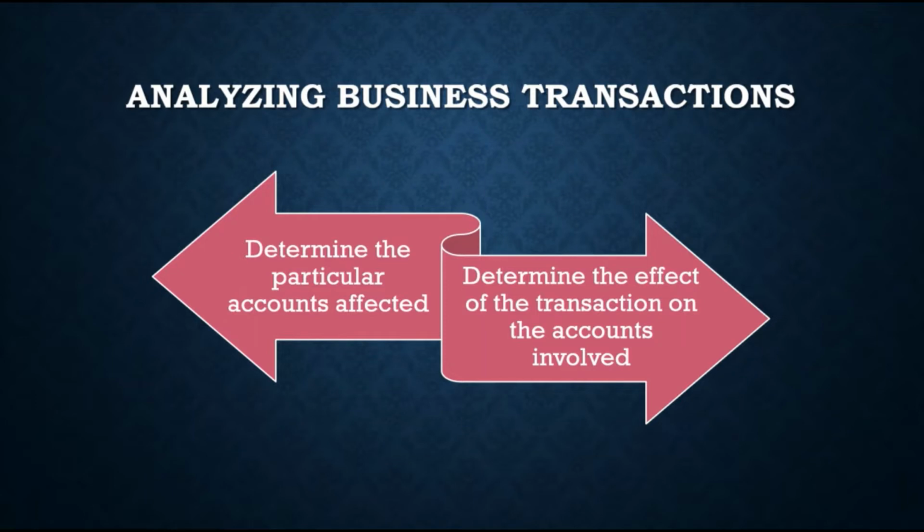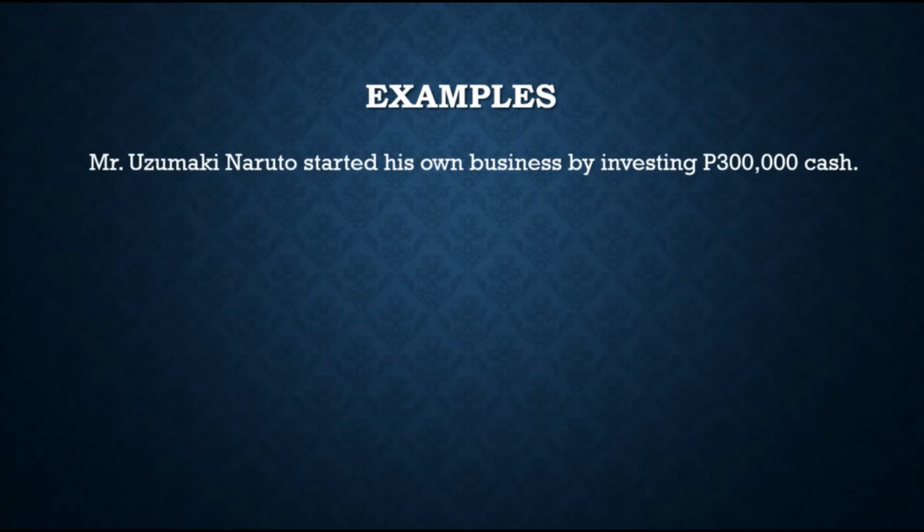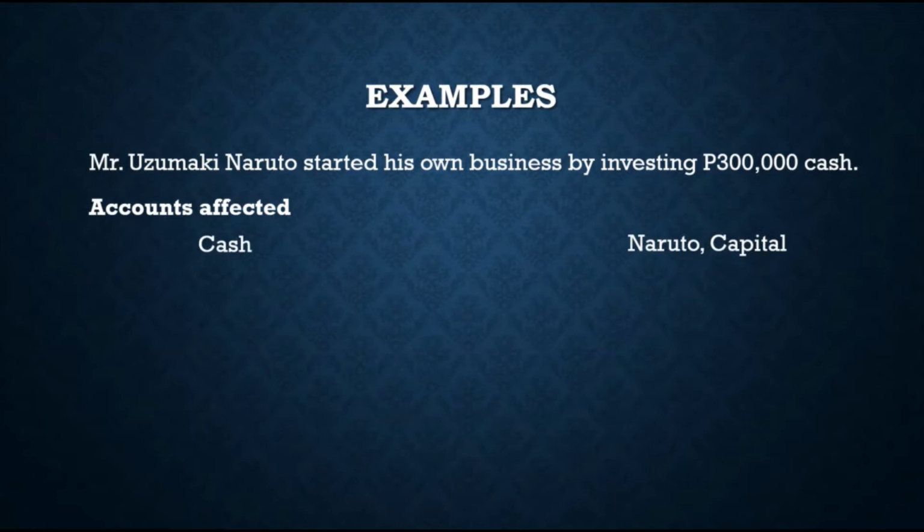So magbigay tayo ng ilang examples. First example, Mr. Naruto started his own business by investing 300,000 pesos cash. So si Naruto daw ay nag-start ng business by investing 300,000 cash. So ang first natin na gagawin is to determine ano bang accounts ang affected ng transaction na ito. Usually, there are two or more accounts affected. In this case, ang accounts na affected ay cash and capital. Cash is obviously affected gawa ng sinabi na nag-invest si Naruto ng cash na 300,000. Yung capital account naman ay affected gawa ng investment is part of the capital.